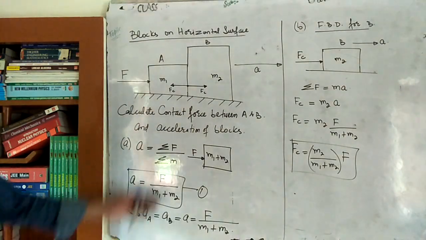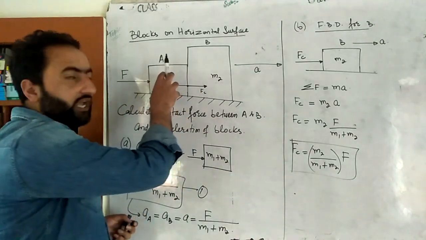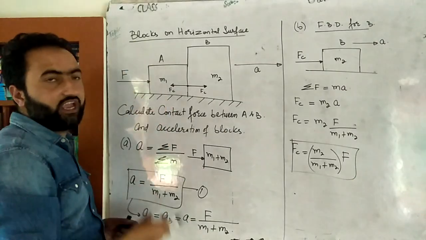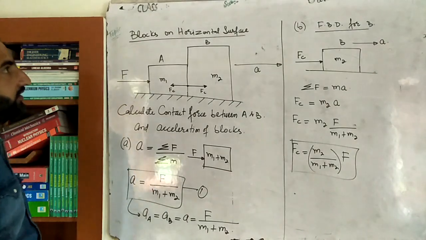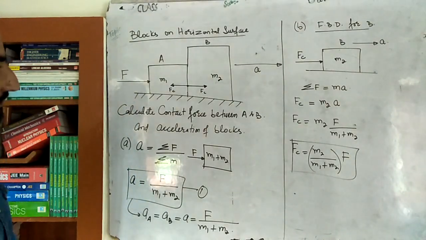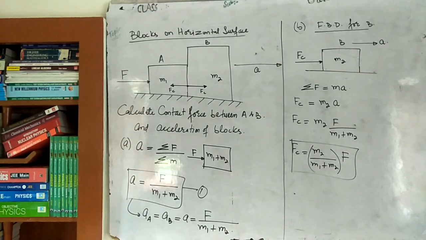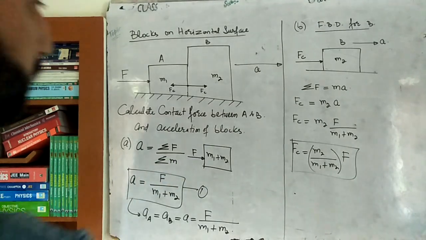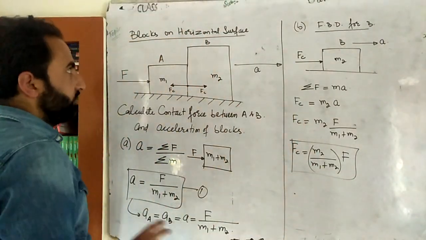Okay, you can construct the free body diagram for M1, and the answer will be exactly the same. But constructing the free body diagram for M1 is a bit difficult because there will be two forces, one is capital F, another is Fc, and then the ultimate result will be exactly the same. Okay, so pause the screen and write it down. So the contact force is this, M2 divided by m1 plus m2 multiplied by F.